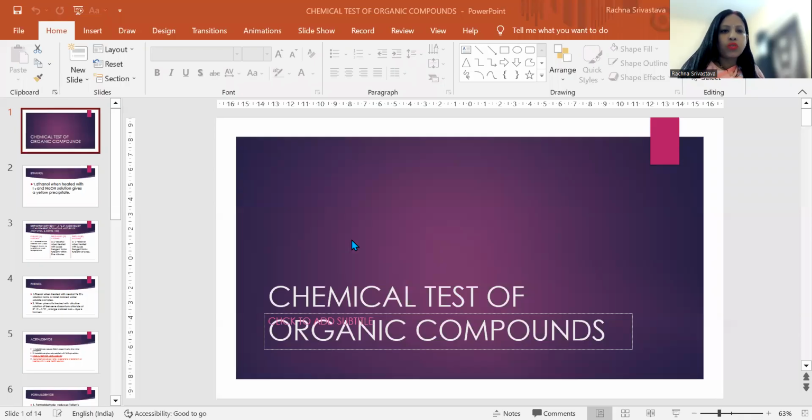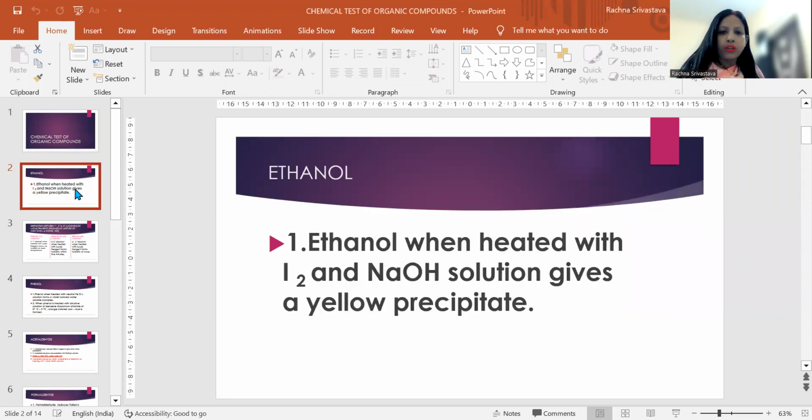And then we start. Here you can see I have prepared a slide for chemical tests of organic compounds. Let's start with the first one. This is ethanol. Ethanol when heated with iodine and NaOH solution gives a yellow precipitate. Now you all have to remember that for the chemical test, no reaction is required. It is practical chemistry which they are trying to test. Whatever you are observing through your naked eyes, that you have to record as the answer.